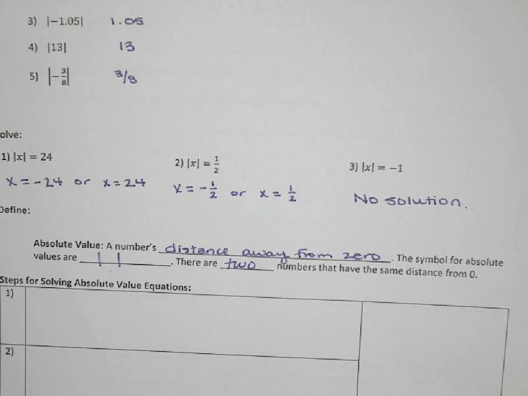Because what number has a distance 0 away from 0? Just 0, right? 0 is the only number that has a distance 0 away. That's the only number that doesn't have an opposite because it's like that neutral. It's in between the positives and negatives.